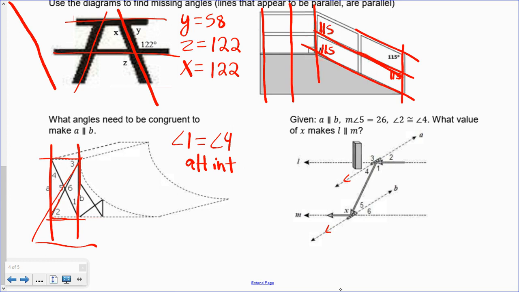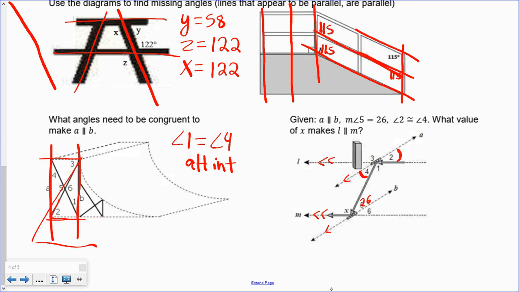Angle 5 is 26, so just go ahead and put that number in. I know that angle 2 and angle 4 are congruent. I want to know what value of x will force L and M to be parallel as well. Whenever they ask for the x value that makes them parallel, for the moment we assume that they're parallel, because that will help us find the appropriate x. All right, so tell me what I can do from here.